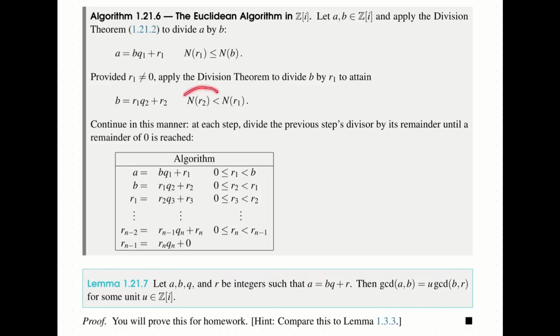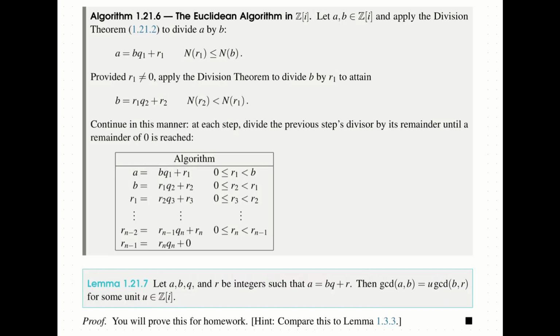And now we have a descending sequence of natural numbers, well, natural numbers along with 0. And so we can continue in this manner until we get a remainder of 0. Same as we did for the integers, we continue until we get 0 for the remainder. And that's essentially the Euclidean algorithm for the Gaussian integers. You'll have some examples in the homework to experience this.